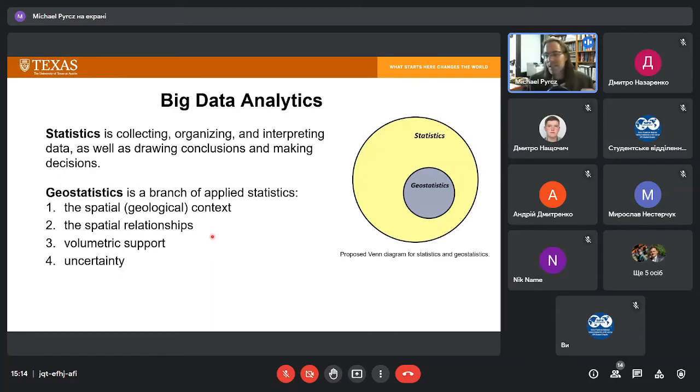What about topics like statistics and geostatistics and data analytics? Well, statistics, oh boy, that's collecting, organizing, interpreting data, as well as drawing conclusions.